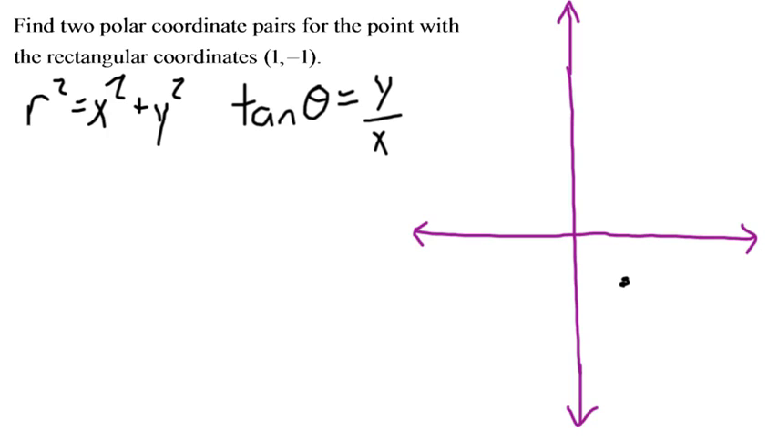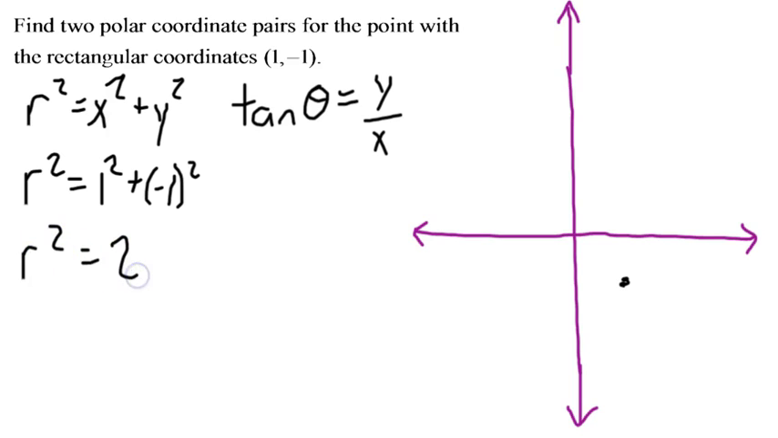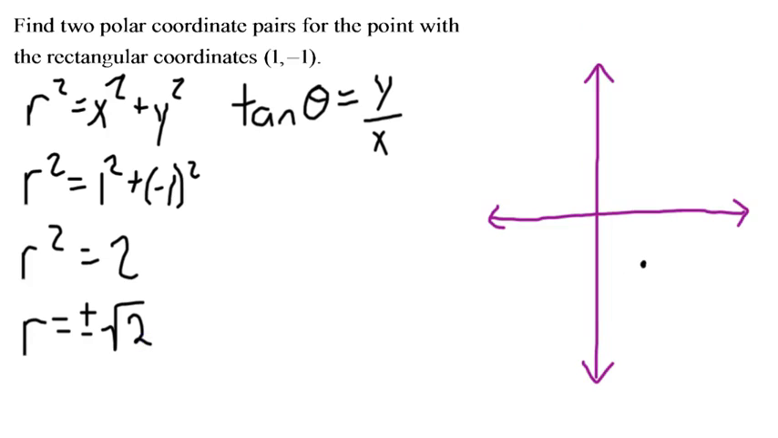If we look at our first equation, r squared equals x squared plus y squared, plug in the values we have for x and y. r squared is equal to 1 squared plus negative 1 squared. So r squared is equal to 2. If we take the square root of each side, we would get r is equal to plus or minus radical 2.